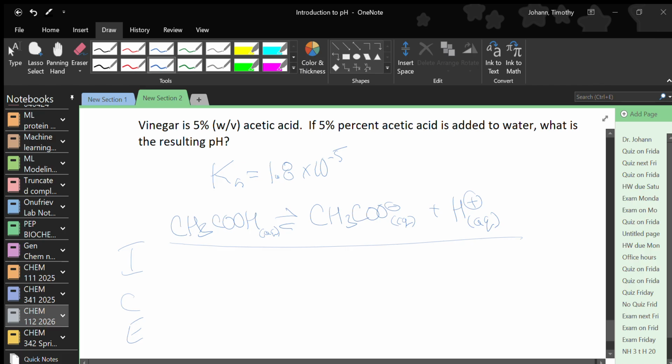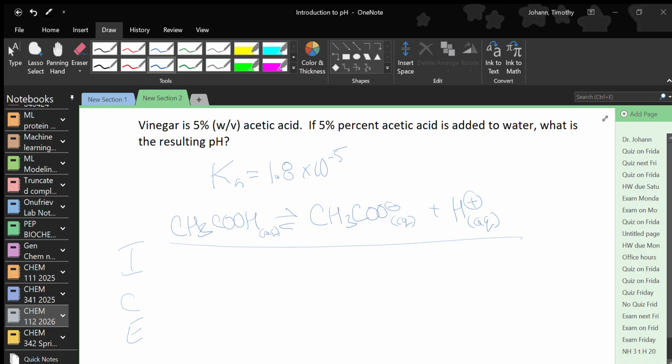what do I need to know? I'm going to start with a concentration here, but what do those units have to be for the concentration if I'm using an equilibrium constant? They have to be in molar, right? But now they're currently in weight volume. So we have to convert from weight to volume to molar.